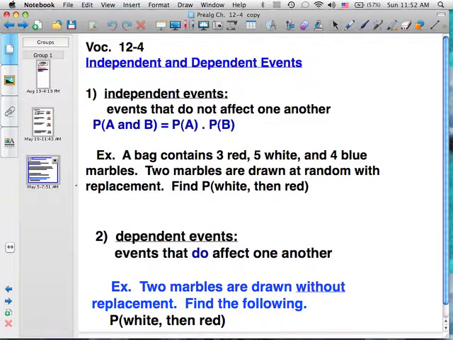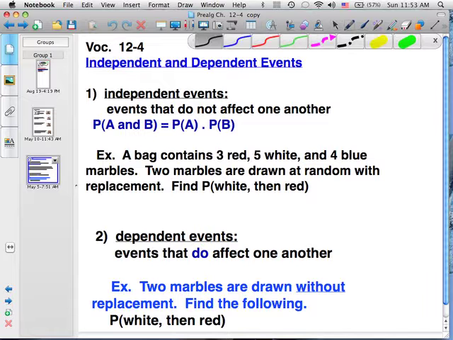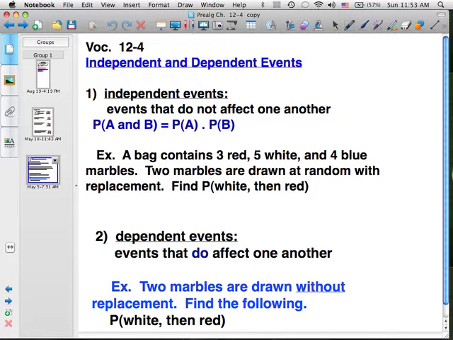For example, a bag contains 3 red, 5 white, and 4 blue marbles. 2 marbles are drawn at random with replacement. You put them back in. So that would be independent. So the probability of getting white, there are 5 white out of a total of 12. And then red, there are 3 red out of a total of 12. So I could cancel, and my answer is 5/48.